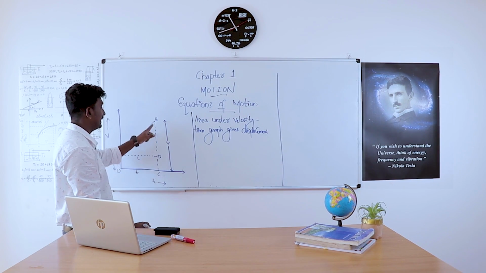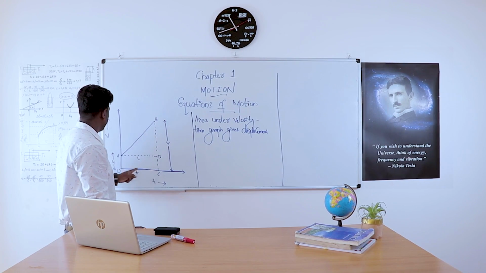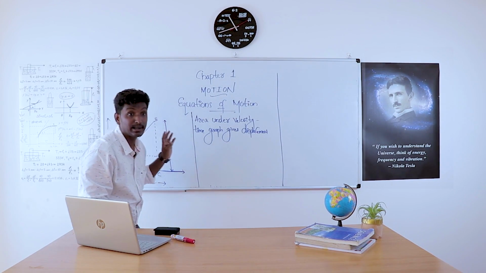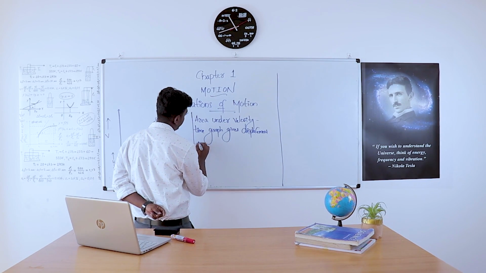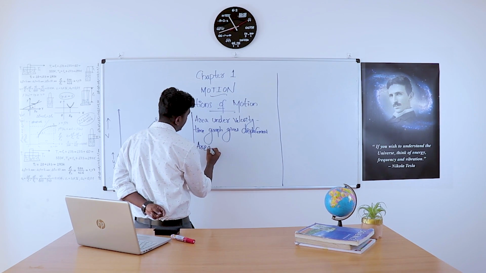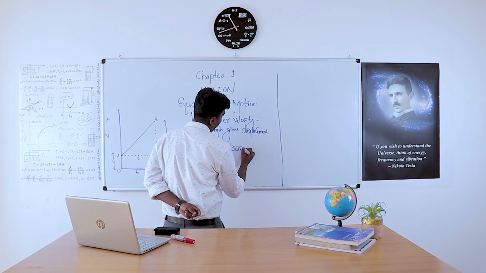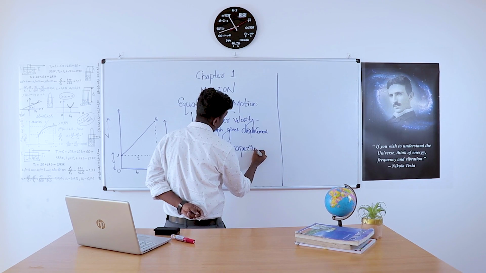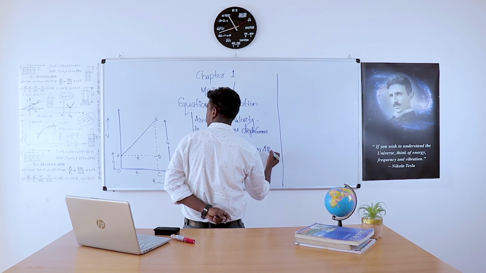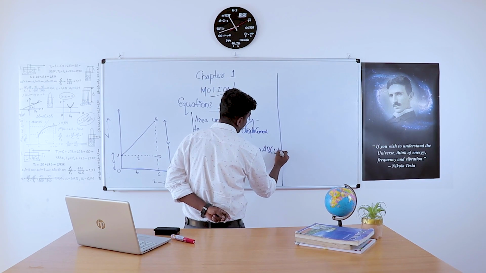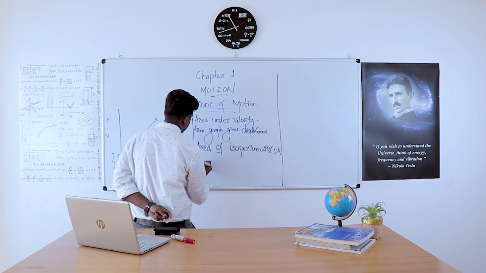Therefore, we have to find the area under this graph. That means the area of A, B, C, O, A. That is in the shape of a trapezium. We have to find the area of trapezium A, B, C, O, A.